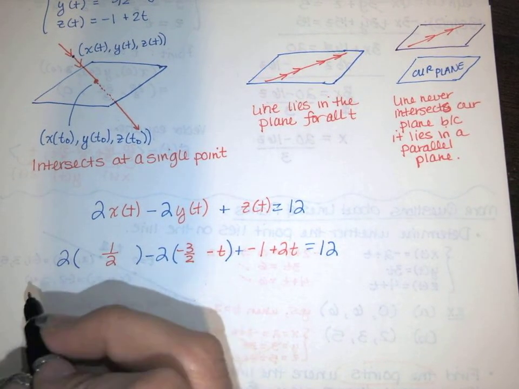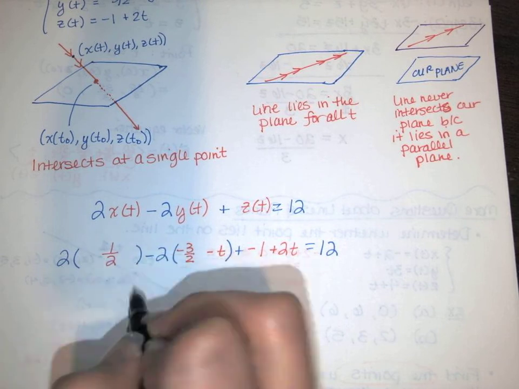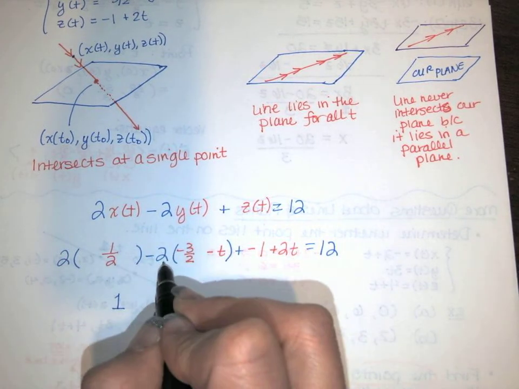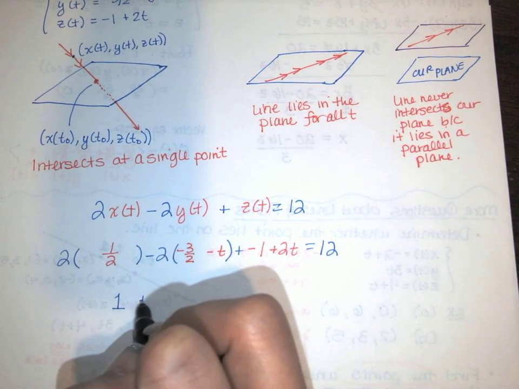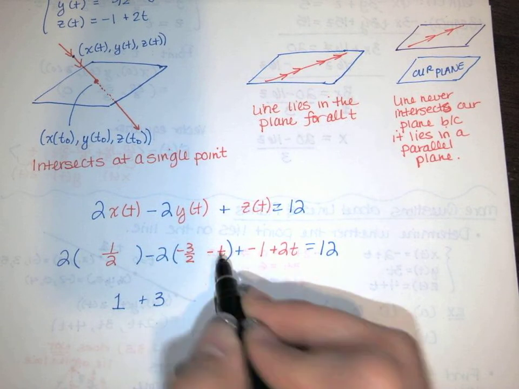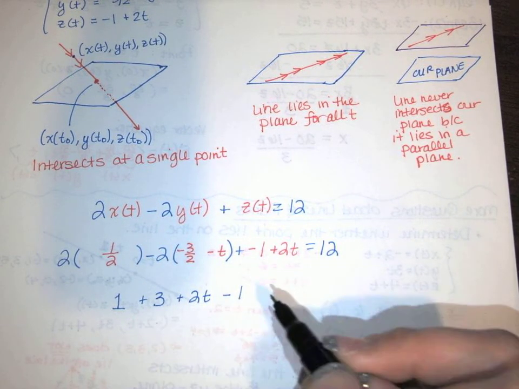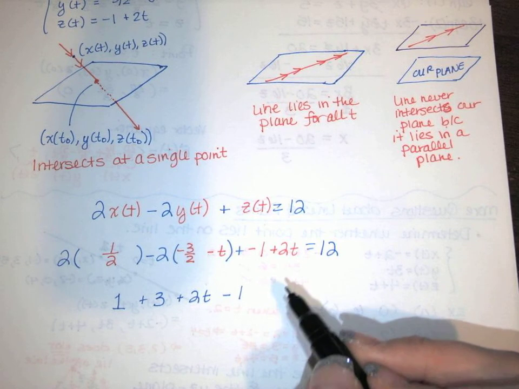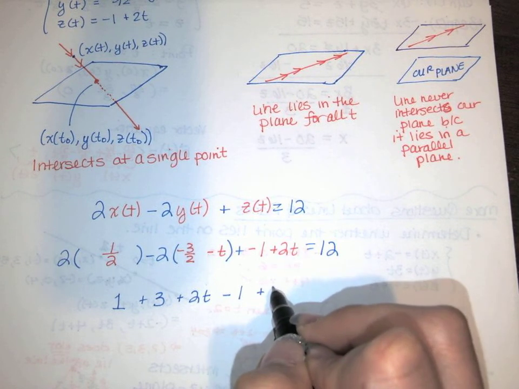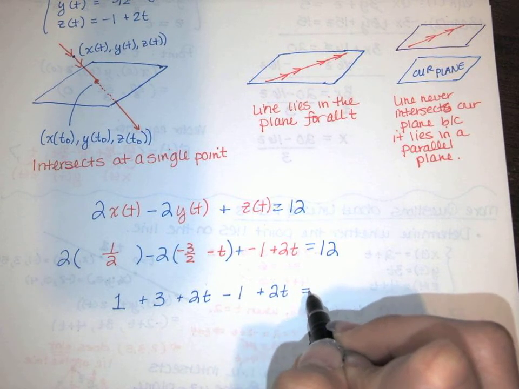If we distribute, I have 2 times 1/2 is 1. -2 times -3/2 is +3. -2 times -t is +2t. Then I have -1 plus 2t equals 12.